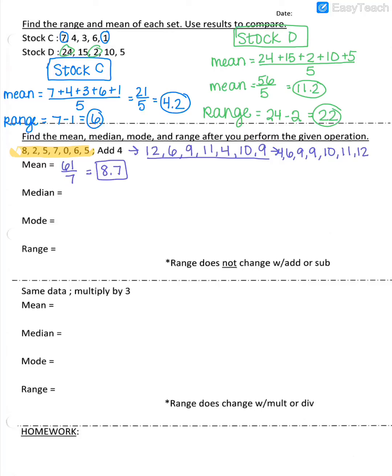So if we're trying to find the median, we can cross off all of our numbers and we get to 9. So our median here is going to be 9. Our mode is the one that shows up the most, which is also 9, because it repeats twice.